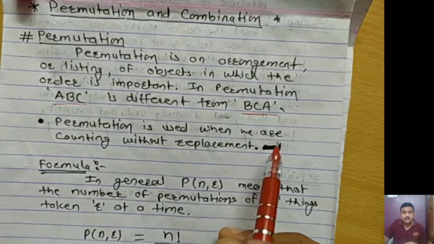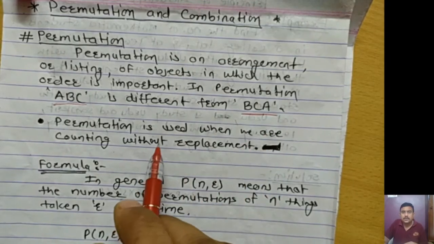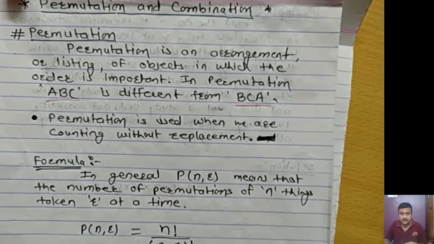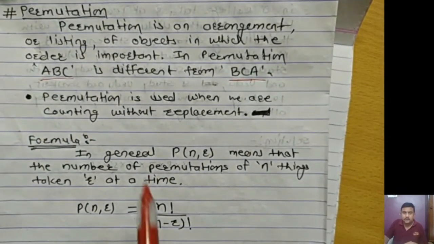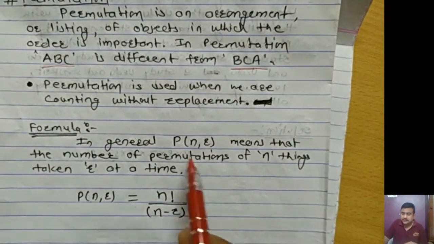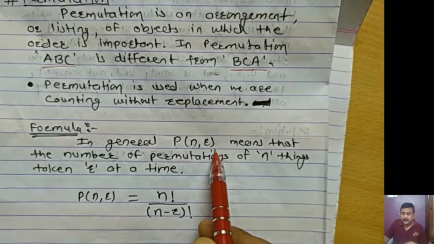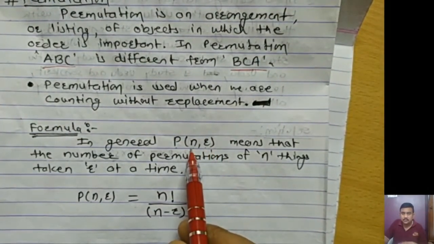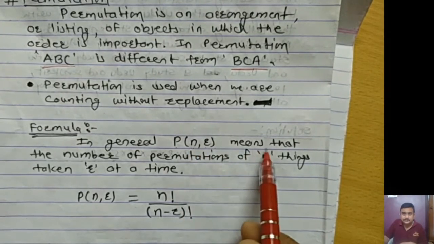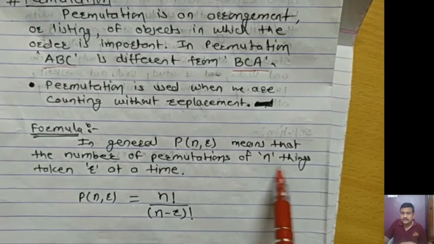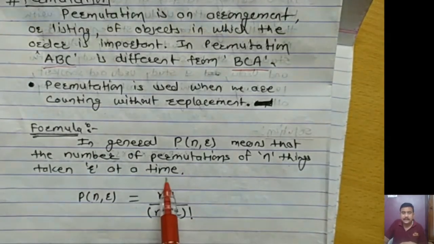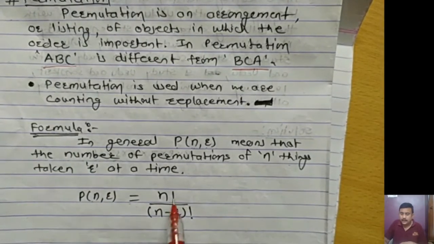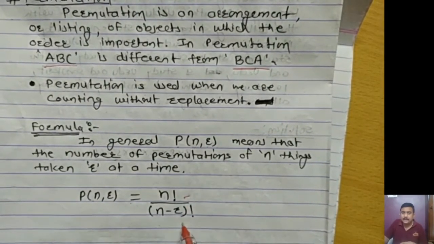Permutation is used when we are counting without replacements. If we are not going to consider replacements, then we will use permutation. So the formula for permutation can be written, in general, as P(n, r). Here n and r represent the things out of which you have to consider, out of n things. It means the number of permutations of n things taken r at a time. The formula for permutation can be written as P(n, r) = n! / (n - r)!